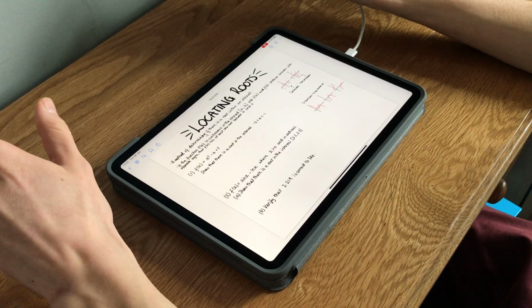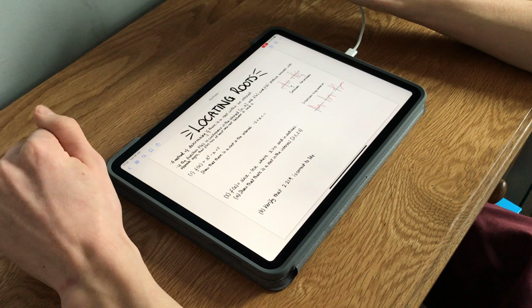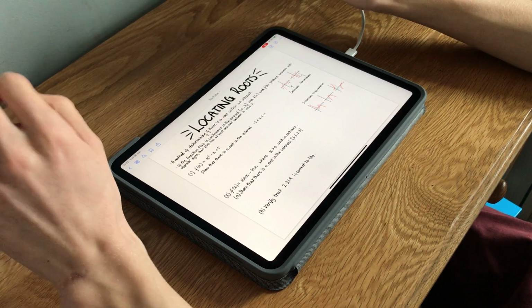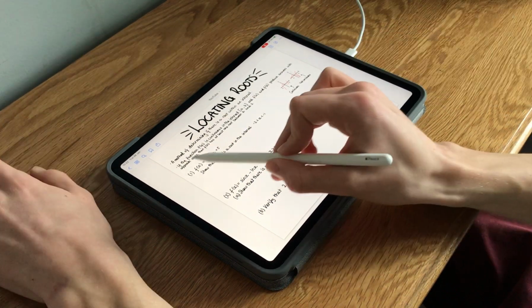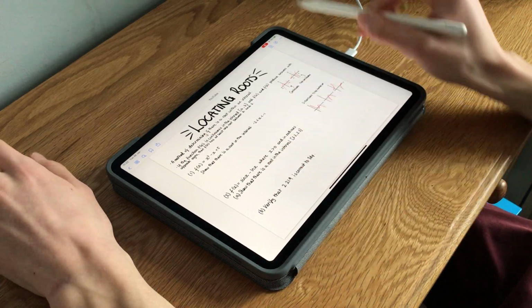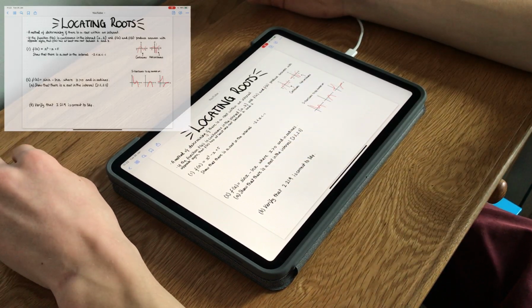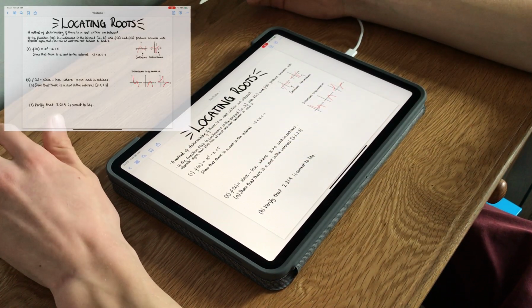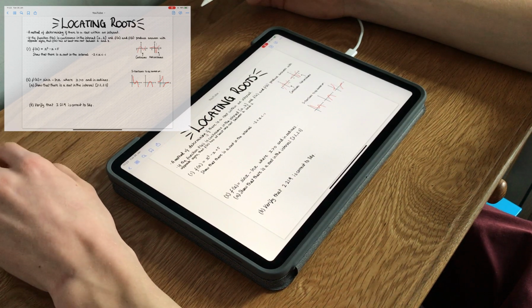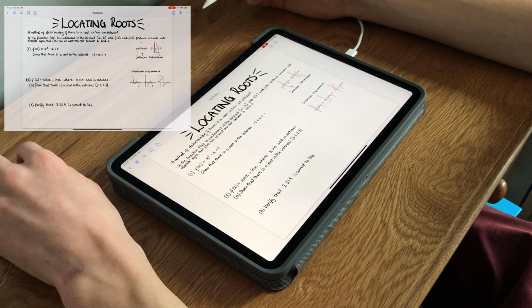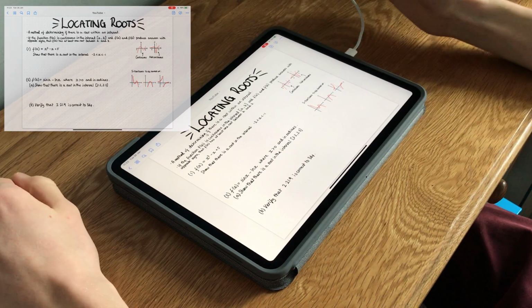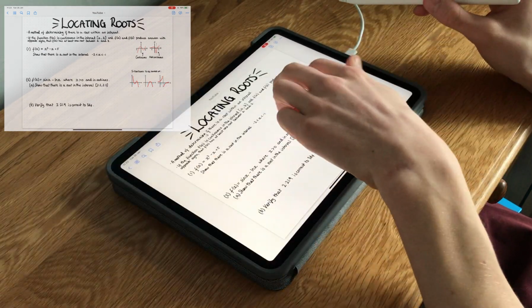So the first section in the numerical methods chapter is locating roots. It's a method of determining if there is a root within an interval. At the top here we have this method that we're going to use. It says if the function f of x is continuous in the interval a, b, and f of a and f of b produce answers with opposite signs, then f of x has at least one root between a and b. So in that definition it said that if f of x is continuous within the interval.